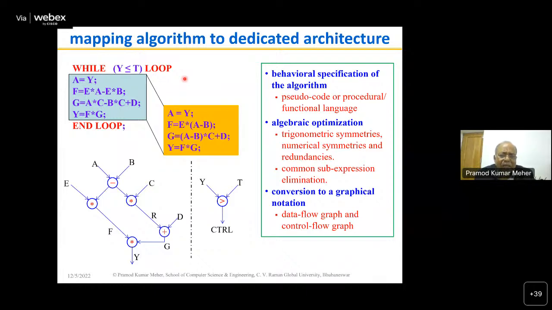Once you get the algorithm, there is scope for numerical strength reduction, how the computational efficiency could be improved for the given algorithm. Then once you have the optimized algorithm, you can convert that to a graphical notation. You can represent it by a graph. Generally, the commonly used graph is the data flow graph or signal flow graph for signal processing operations and matrix operations. We use a data flow graph, and also we can have a control flow graph. The details of data flow graph, control flow graph, etc., will be covered in another lecture.